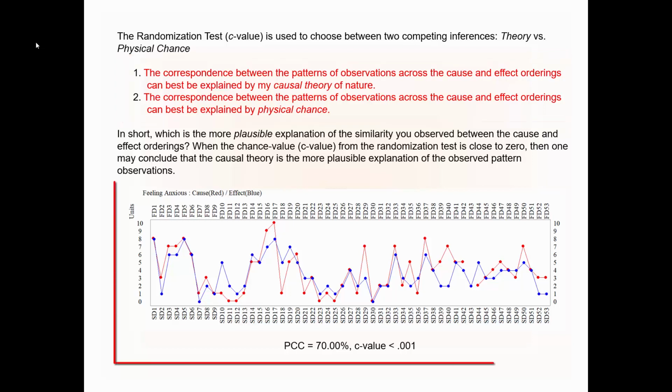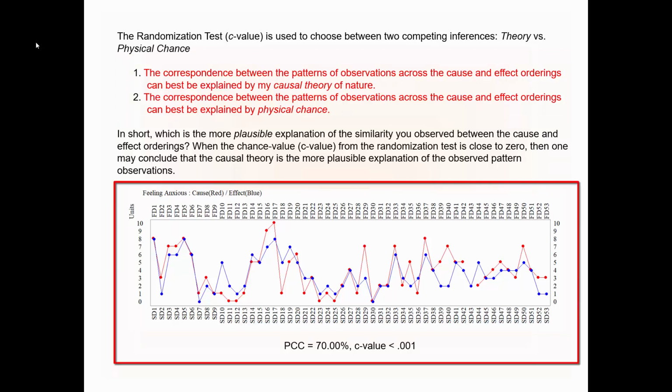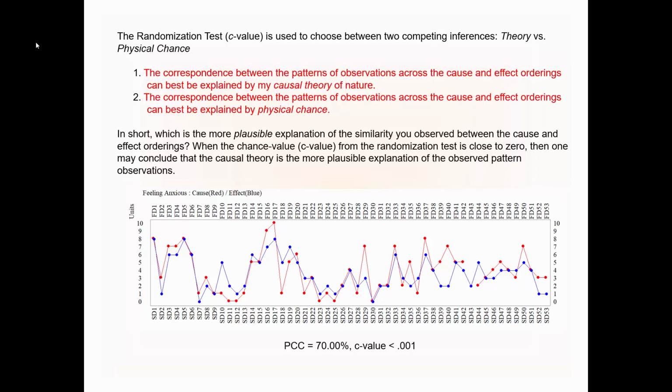Is the pattern we see here best explained by our theory, or is it best explained as the product of physical chance? When we obtain a chance value, or C value, that is close to 0, as is the case here, then we reject the physical chance interpretation and instead conclude that our theory stands as the more plausible explanation of the observed data pattern. In this case, we would conclude that feelings of anxiety are causally connected to feelings of stress.